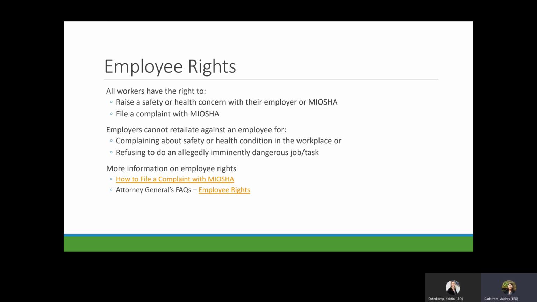All workers have the right to raise safety and health concerns with their employers or with MIOSHA. Employees are protected against retaliation when raising safety and health concerns. If you believe your employer is not providing a safe and healthy work environment, please go to MIOSHA's webpage for more information on filing a complaint.